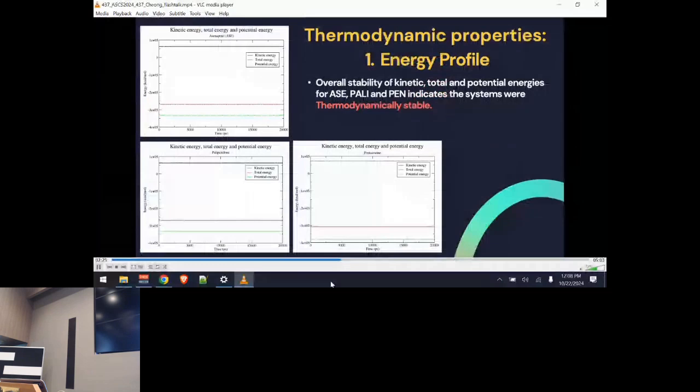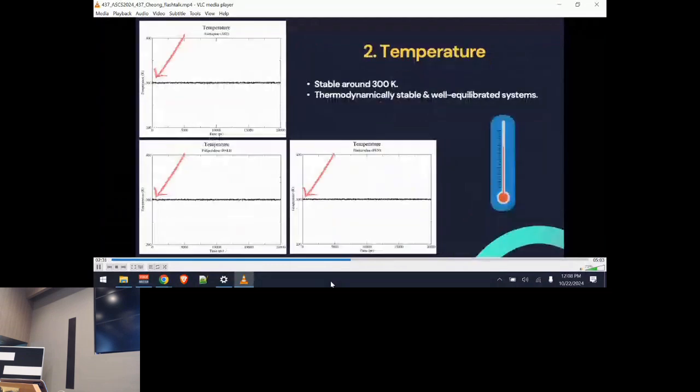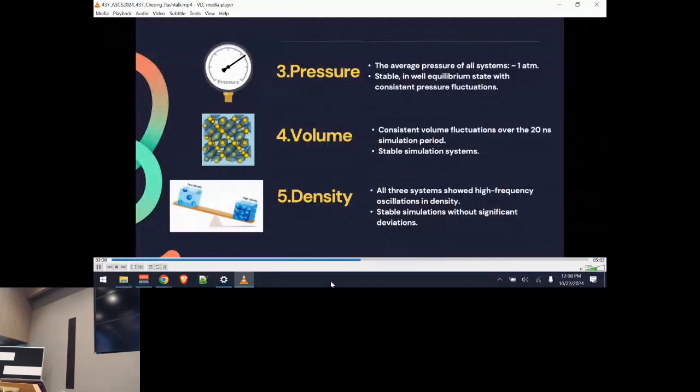Overall stability of kinetic, total, and potential energies for ASE, PALI, and PAN indicates the systems were thermodynamically stable. All the systems were stable around 300 Kelvin. The pressure, volume, and density profiles for all three MD systems show a generally stable system in a well-equilibrated state with consistent fluctuations throughout the entire simulation period.